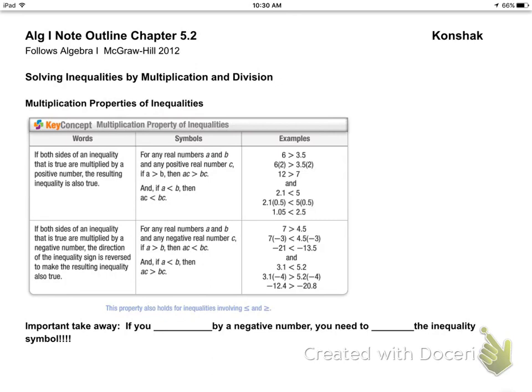Now, the second layer here talks about a small change. It says that if both sides of an inequality are true, and you multiply both sides by a negative number, the direction of the inequality sign is reversed or flipped, and then it makes the resulting inequality true. So it's not just enough to multiply both sides by the negative number. The inequality sign in the middle flips.